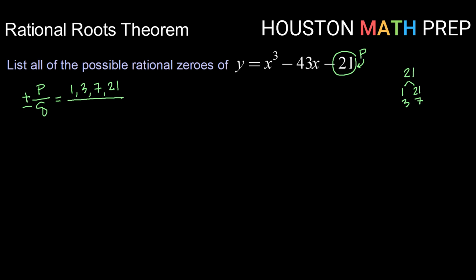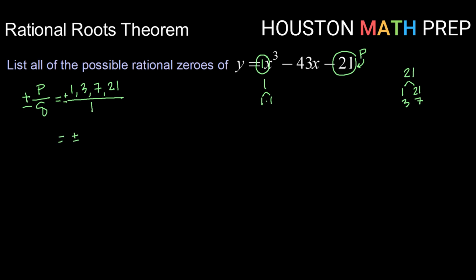For q, we're going to do the same thing, but we're going to look at factors of our lead coefficient. In this case, because we just have x cubed, our lead coefficient is an understood 1. Now the only way to get 1 is 1 times 1, and since that's a repeated factor, we only need to list it one time. So now that we have all of our possible factors for our constant, or p, and all of our possible factors for our lead coefficient, or q, we can go ahead and separate those.